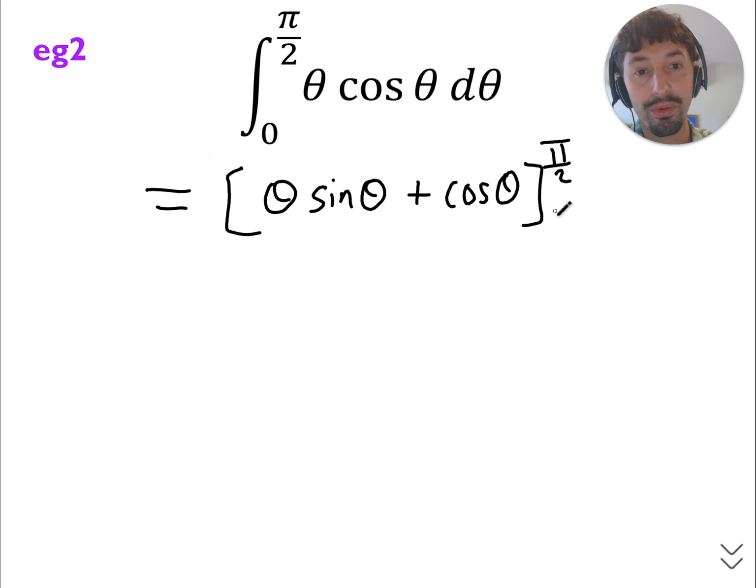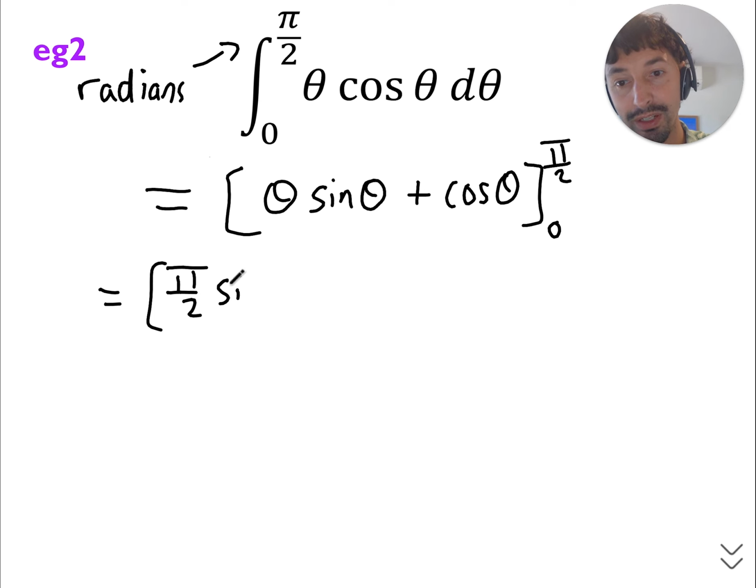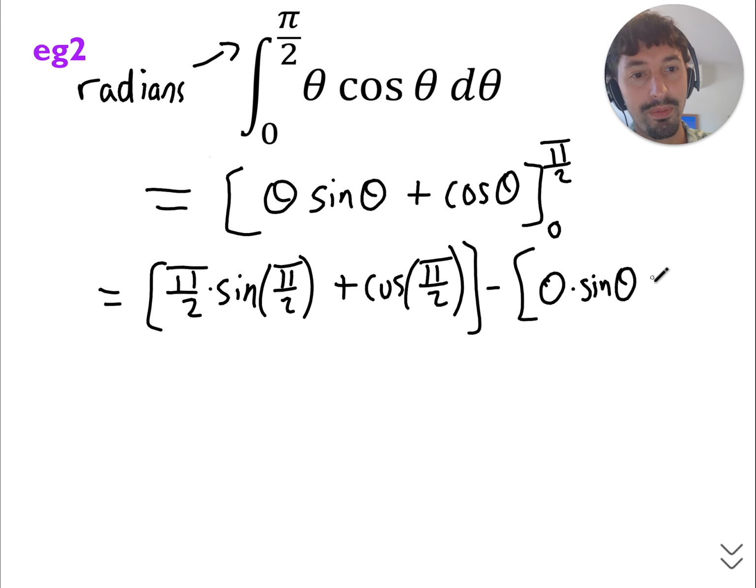Now, very important fact, remember that this is all radians. Whenever you're doing calculus, you must remember we are working in radians. So let's add in our limits. We're going to get pi over 2 for theta multiplied by sine of pi over 2 plus cos pi over 2. Now let's try and do this without a calculator. Then we're going to subtract 0 multiplied by sine theta, we can see it's going to be 0, plus cos of 0.